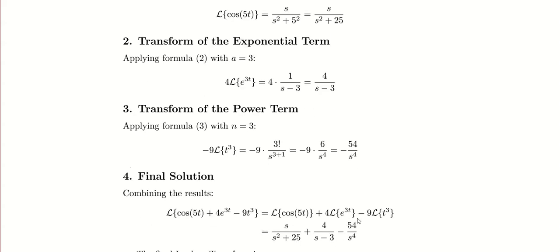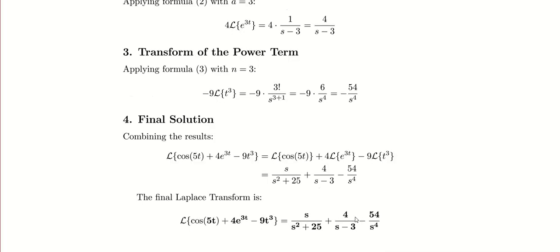Finally, we can combine the solutions and get s over s squared plus 25, plus 4 over s minus 3, minus 54 over s to the 4th as our final answer.